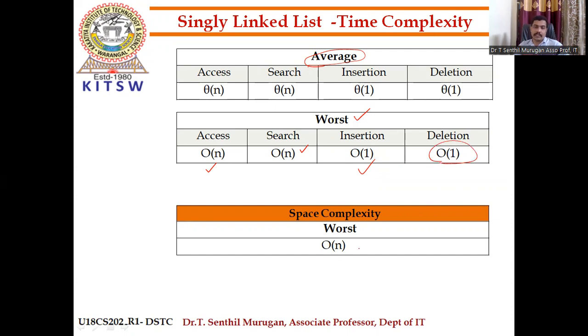But here, space complexity means how much memory it will take. If you want to add something new, however many nodes there are, that many nodes we have to assign. There is no free space in between. If 5 nodes are there, 5 nodes will occupy the memory. All the nodes will occupy the memory. There is no free space in between.